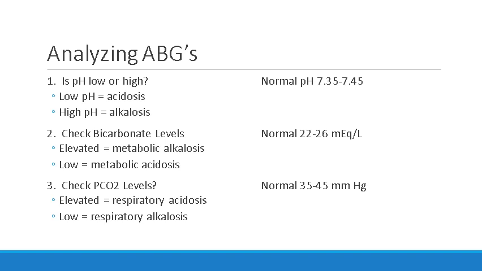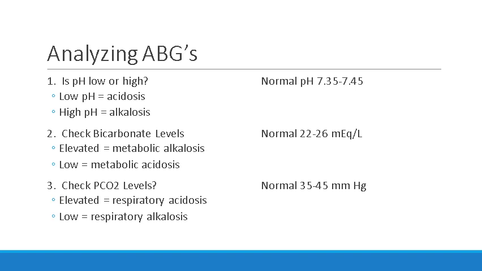Analyzing ABGs, remember those are arterial blood gases. They're going to tell us if our blood is acidic or basic, acidic or alkaline, if it's out of the normal pH range. The first thing we need to think about when we're analyzing arterial blood gas results is: is the pH low or is the pH high? If we look over to the right-hand side, we see a reminder that normal pH is 7.35 to 7.45. So if the pH is low, below 7.35, it's acidic. If it's high, above 7.45, it's considered alkalosis or basic.